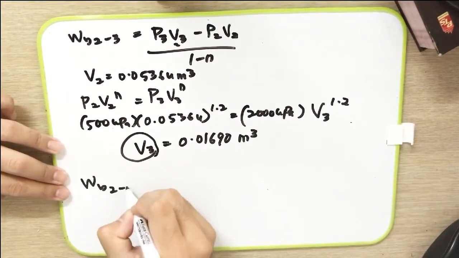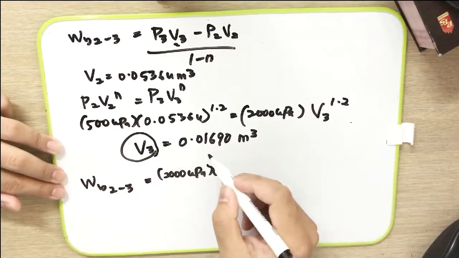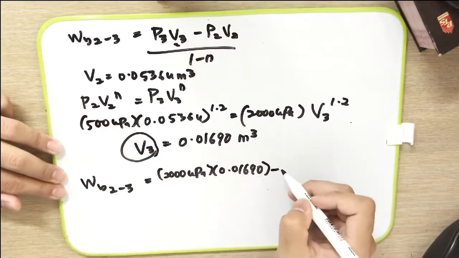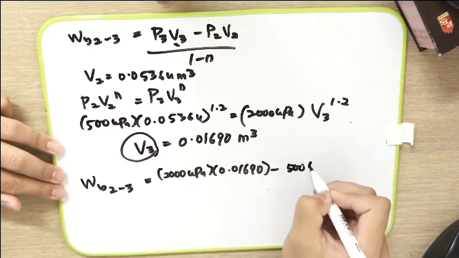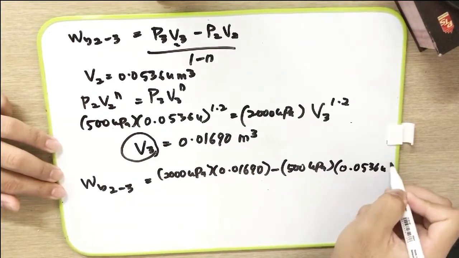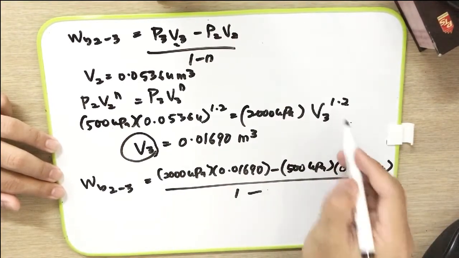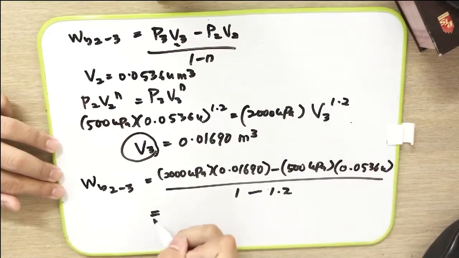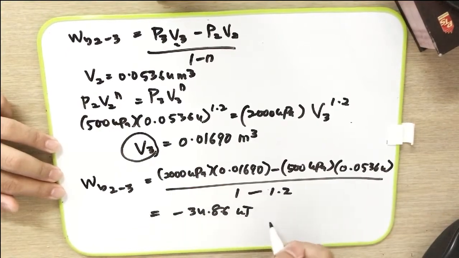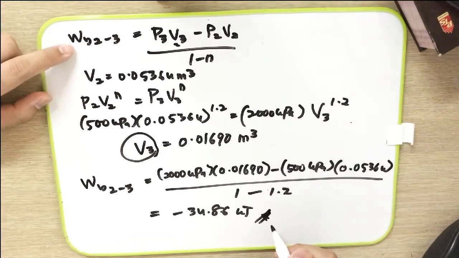After we have found V3, we can put it in here, so we can calculate the boundary work from 2 to 3, which is P3 times V3, which is 0.01690, minus P2, which is 500 kilopascal, times V2, which is 0.05364, over 1 minus n, where n is 1.2. Then we solve, and we get negative 34.86 kilojoule. This is the boundary work for 2 to 3.